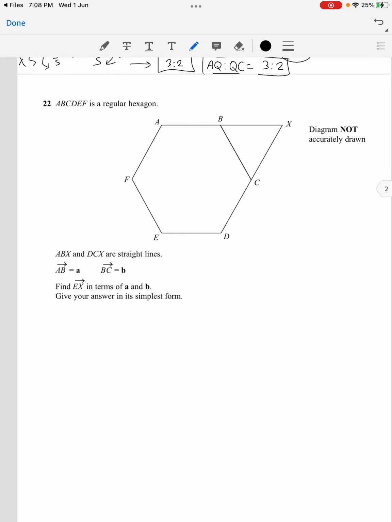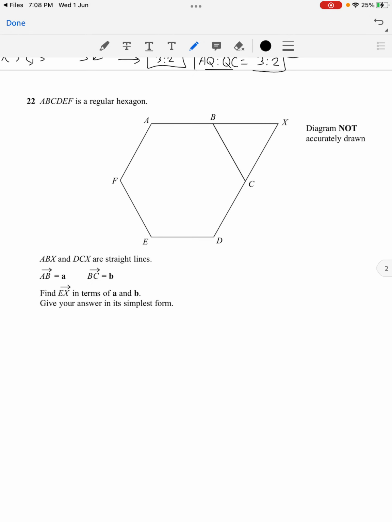The next question, keep it simple, okay guys? Next question: ABCDEF is a regular hexagon. ABX and DCX are straight lines. AB is equal to a and BC is equal to b. Now find EX in terms of a and b. Give your answer in its simplest form.